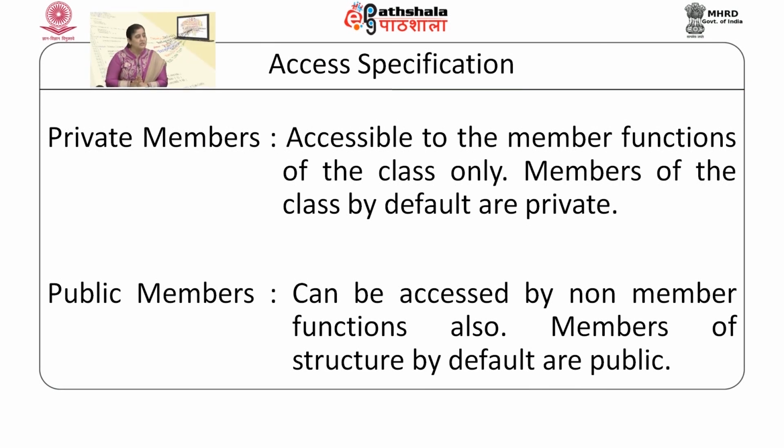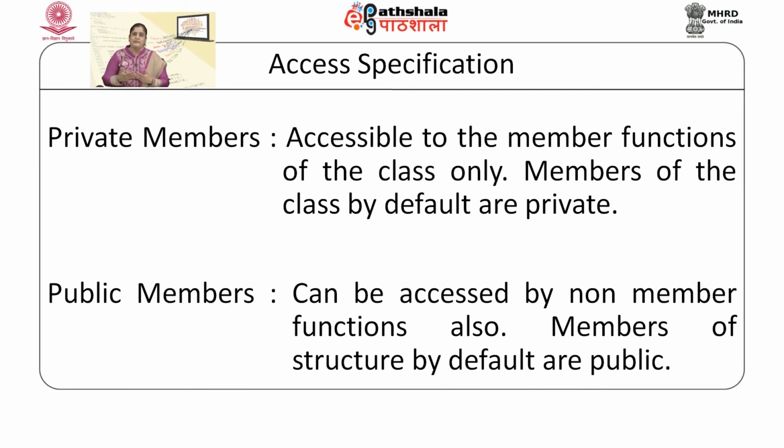Members of the class by default are private, and public members are accessible to the member functions of the class as well as the functions which are defined outside the class. So, they are publicly available to the class members and the functions which are outside the class. The access specification in struct by default is public.